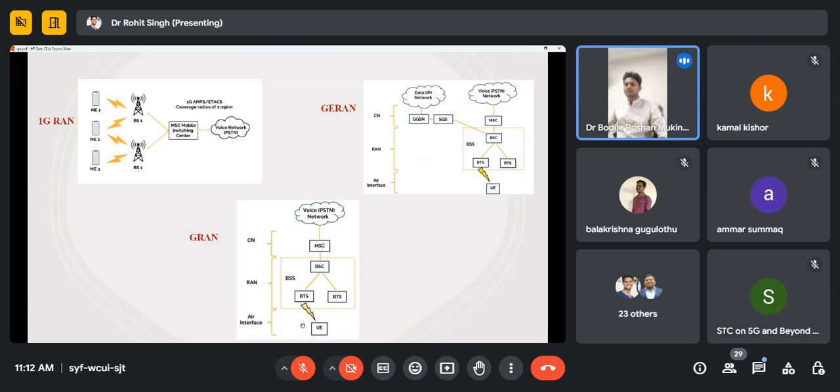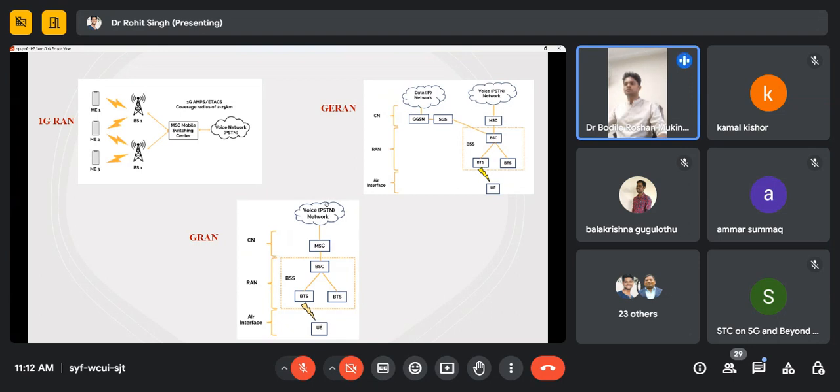In the second generation, there is an air interface that connects the user to the BTS, and the BSC controls the base transceiver station. The base transceiver station is connected to the BSC, and the BSC is responsible for all controlling operations associated with the BTS. And at the back end we have the MSC, which again controls the operation of the BSCs. So this sort of network can only support voice communication.